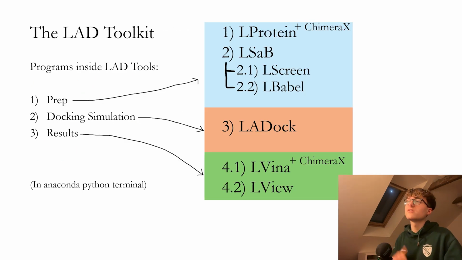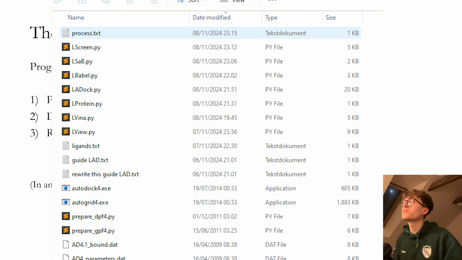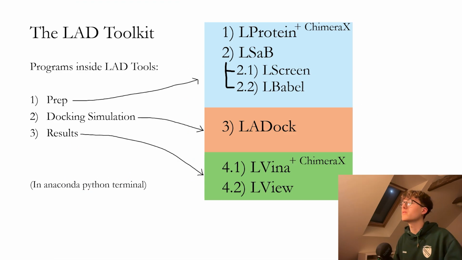So the LAD toolkit, it looks like this. It consists of 6 different parts, ChimeraX being one of them, and then 5 different tools. So let's look at it.